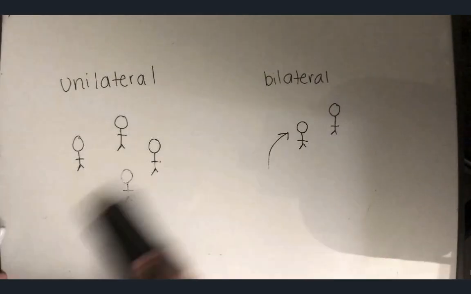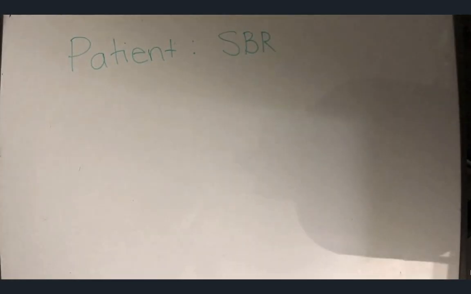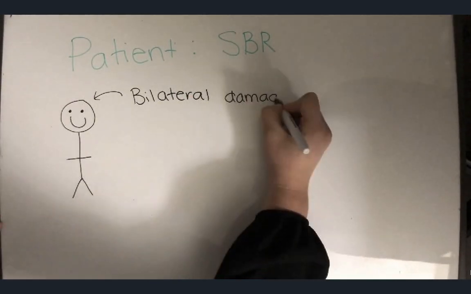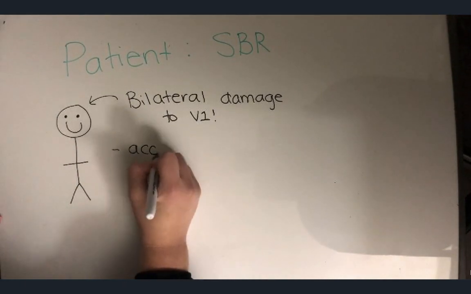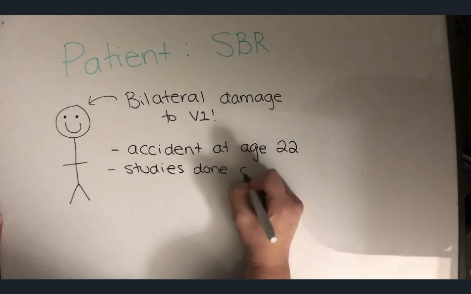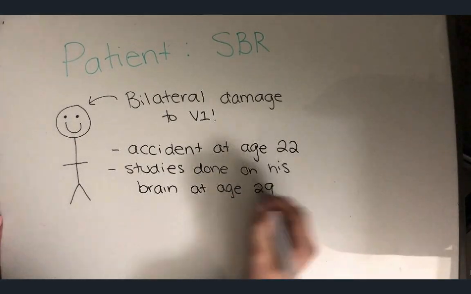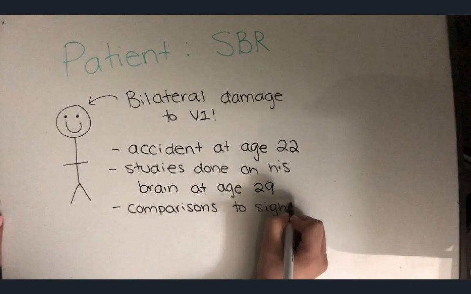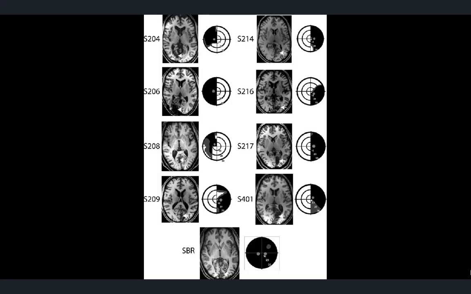SBR is a patient who suffered bilateral damage to his V1 as a young adult due to a hypoxic event which left him cortically blind at the age of 22. Previous research on SBR studied his visual cortex at the age of 29 and compared it to that of healthy and sighted individuals. As you can see here, he has bilateral lesions to his V1. This photo is displaying the field vision loss and lesions of other patients who have unilateral damage to their V1 in comparison to that of SBR's bilateral damage.